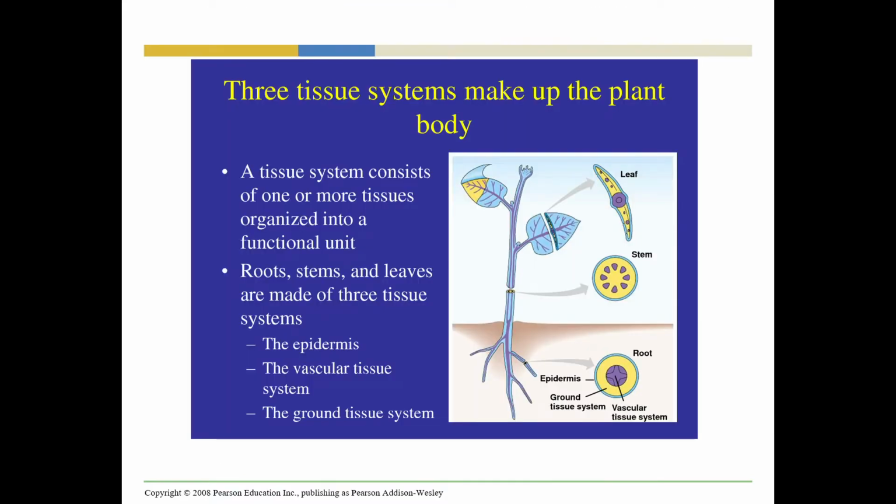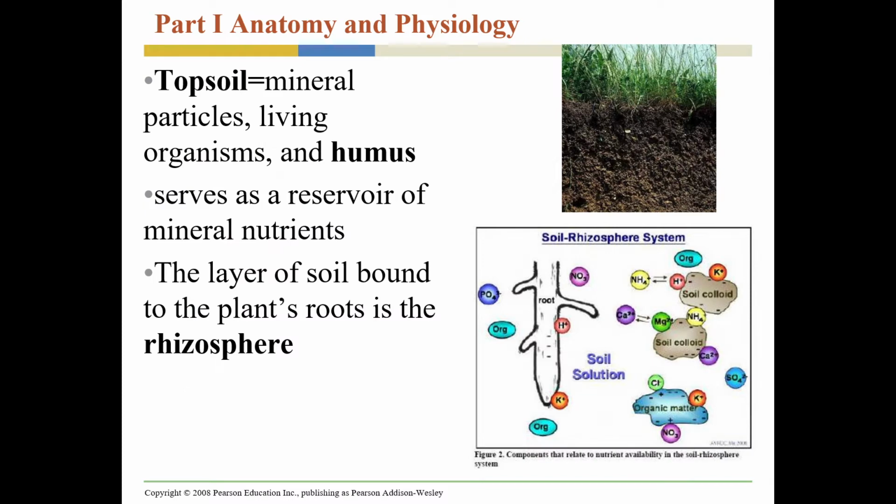sap, right. Now you have some tissue systems, which we'll talk about more when we talk about primary and secondary growth. You have the epidermis, which is the skin of the plant, just like it would be in an animal. You have the vascular tissue system, which is xylem and phloem, and then you have the ground tissue system. And again, we're going to touch more on that in the next lecture about plant growth. Just a wee bit here about soil.